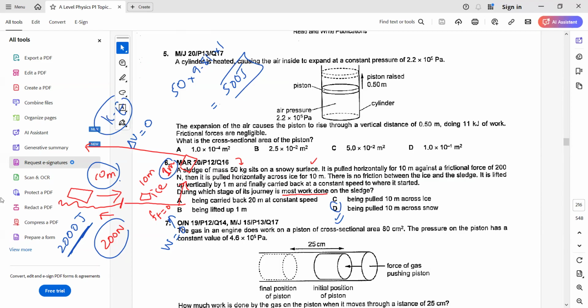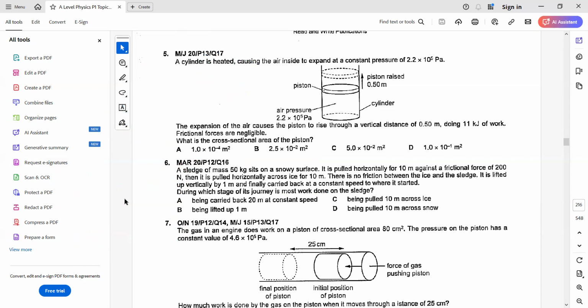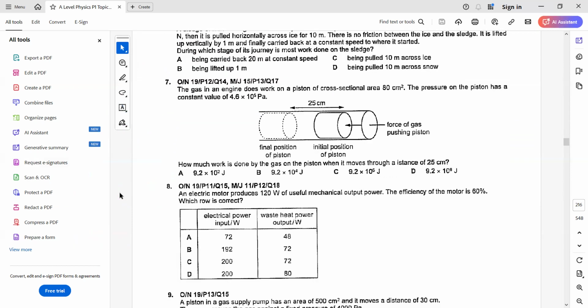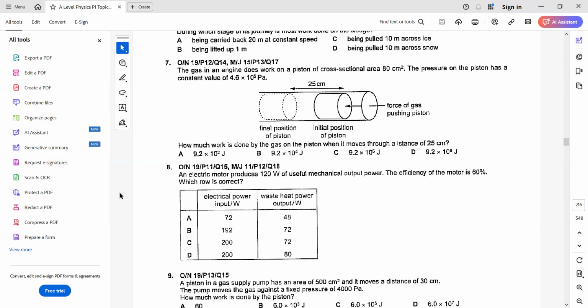Nice. So we can move on to question number 7. Question number 7, you guys can read it for a while. I'll read it for you. The gas in an engine does work on a piston across a cross-sectional area, quite similar to the question we just did. So 25 centimeters, and then this is basically pushing it against. The question says how much work is done. So we can do work is equal to pressure into area into displacement, right?